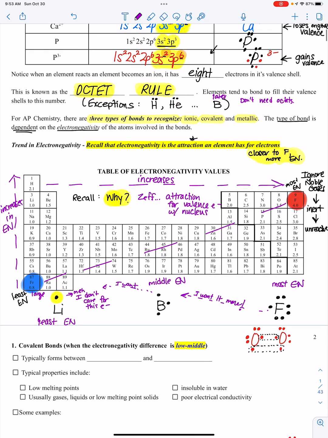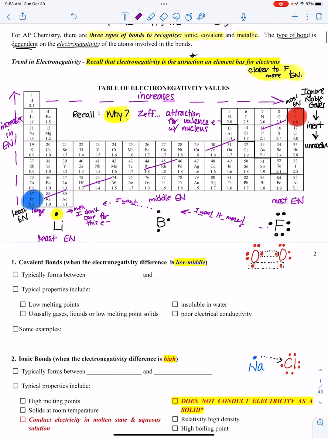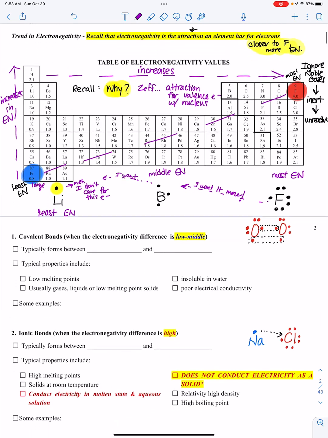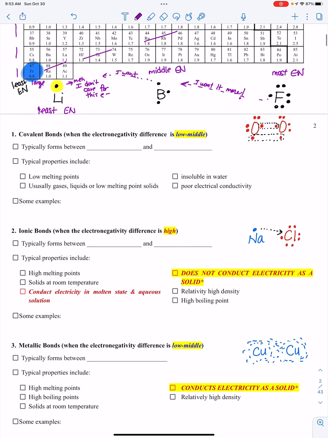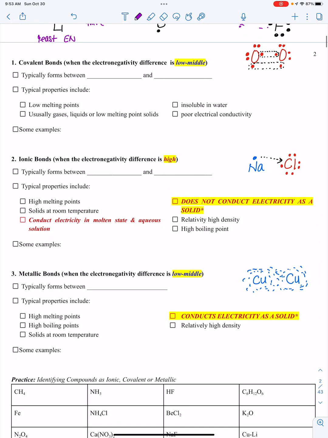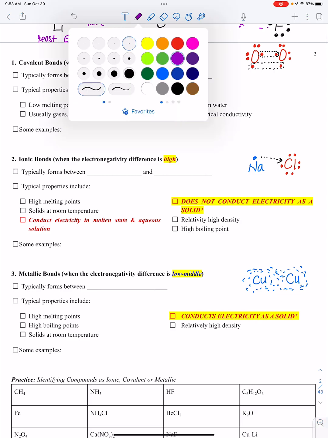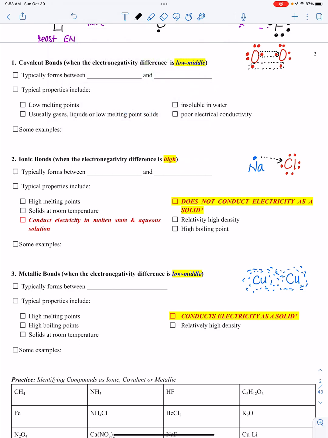Now let's talk about the three different types of bonds to end. There are going to be covalent bonds, ionic bonds, and metallic bonds. Here are our nice little tricks. Covalent bonds is when the electronegativity difference is kind of low to middle, so kind of like non-metals-ish. That typically forms between non-metal and non-metal.